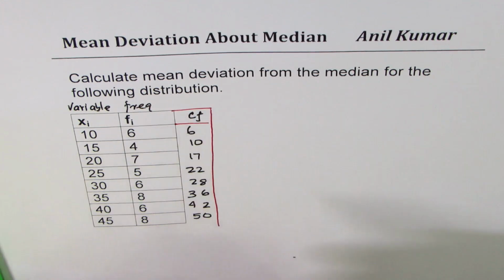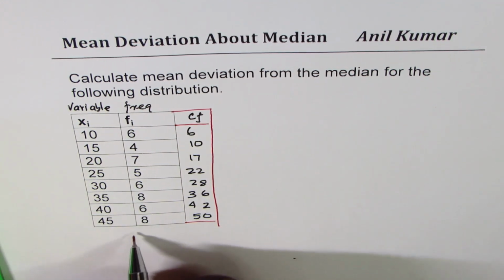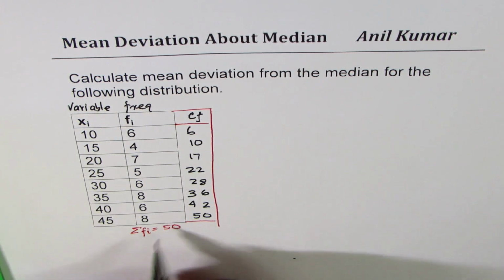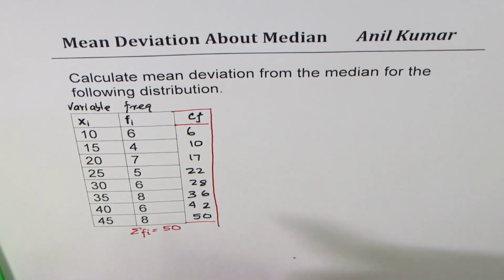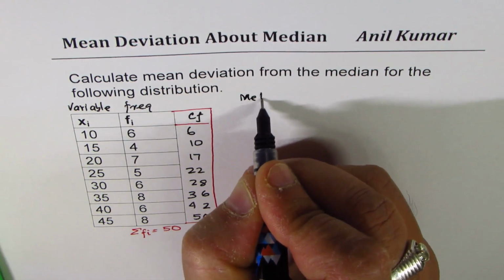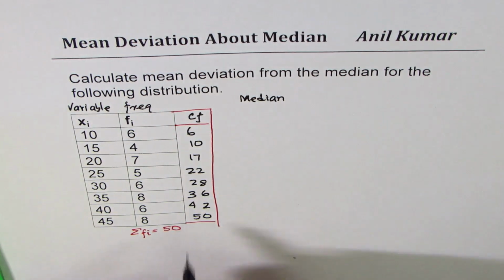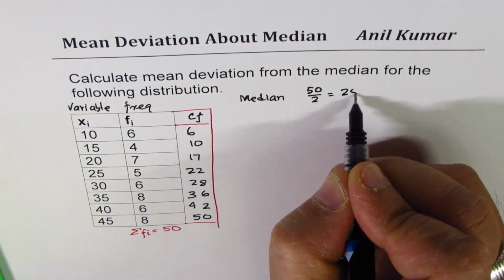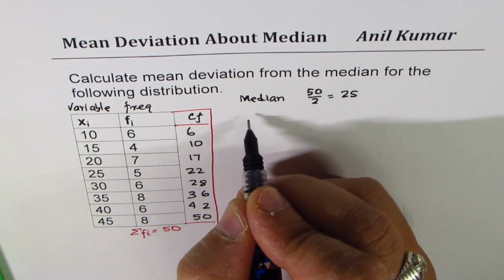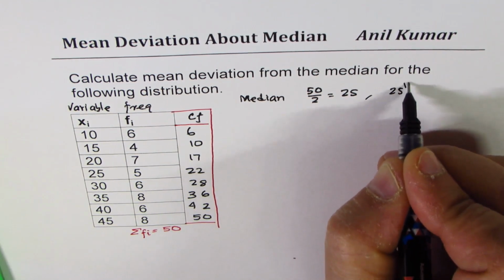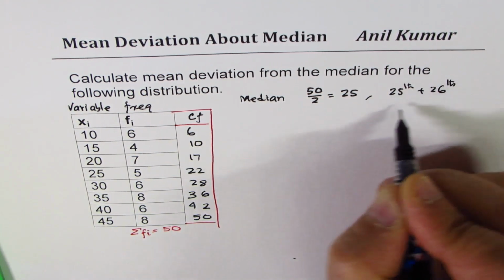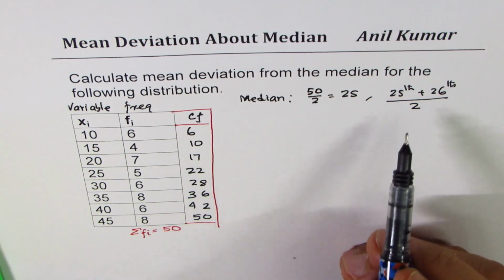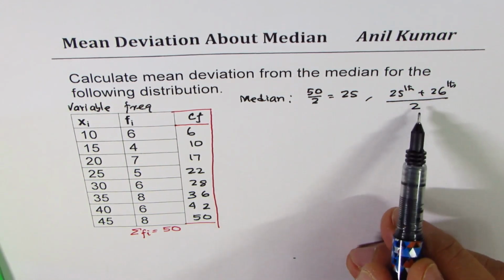So that is the first step. So as you can see, 50 is the sum of frequencies, right? Sum of frequencies is equal to 50. So what is the median now? Median will be half of 50, 50 divided by 2, which is 25, and therefore median is the average of the 25th plus 26th term divided by 2. Is it okay? Right. So to calculate median, we have to find the average of the 25th and 26th term.